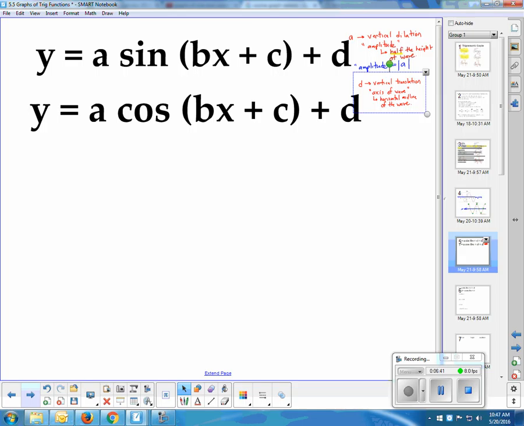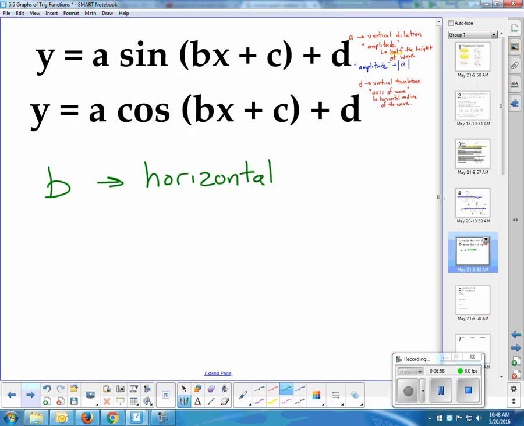Now, when it comes to our horizontal translations, our horizontal dilation and our horizontal translation, they work in conjunction with each other a little bit. So if we take the value of B, that is going to give us a horizontal dilation. And if you'll recall from your study of transformations, there's a reciprocal relationship here: if the value of B is greater than 1, the graph actually shrinks horizontally. And if the value of B is between 0 and 1, the graph actually stretches.